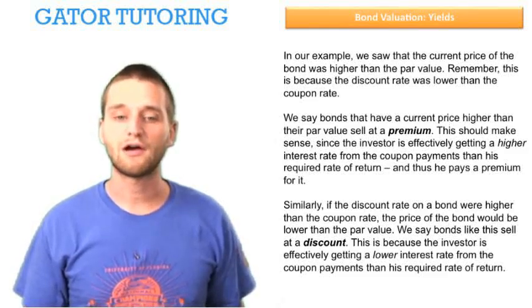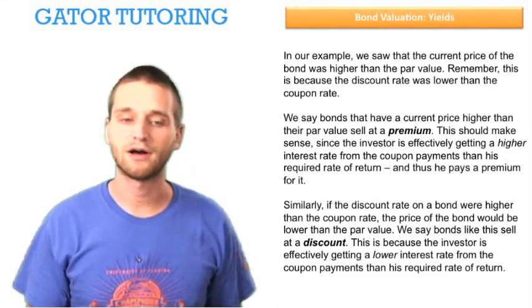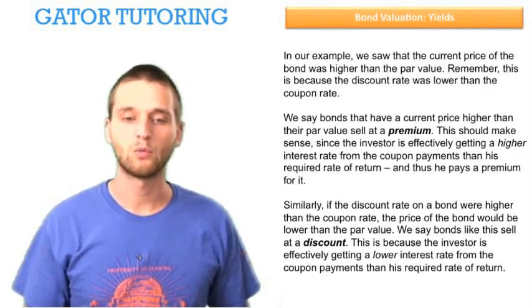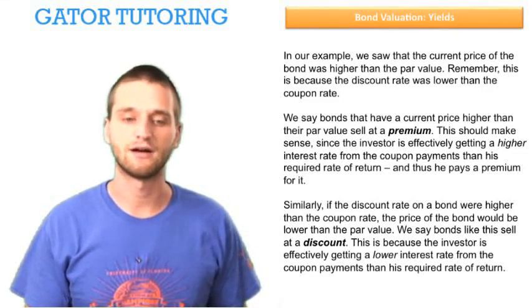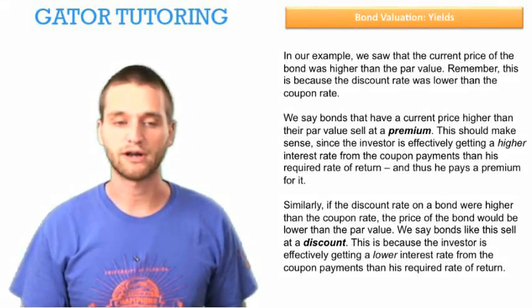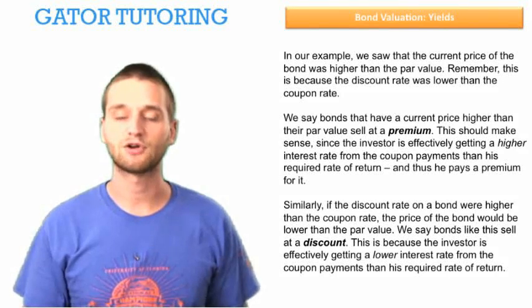Similarly, if the discount rate on a bond were higher than the coupon rate, the price of the bond would be lower than the par value. We say bonds like this sell at a discount. This is because the investor is effectively getting a lower interest rate from the coupon payments than his required rate of return.